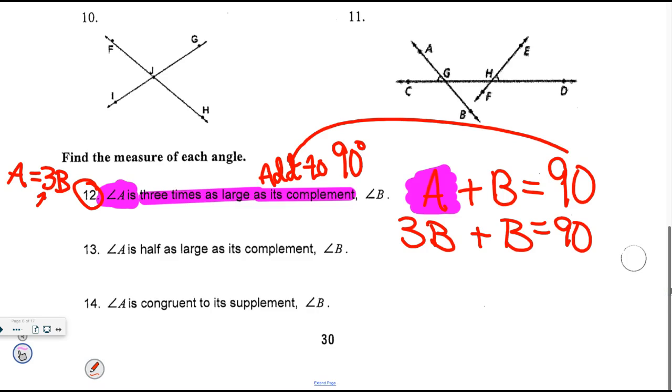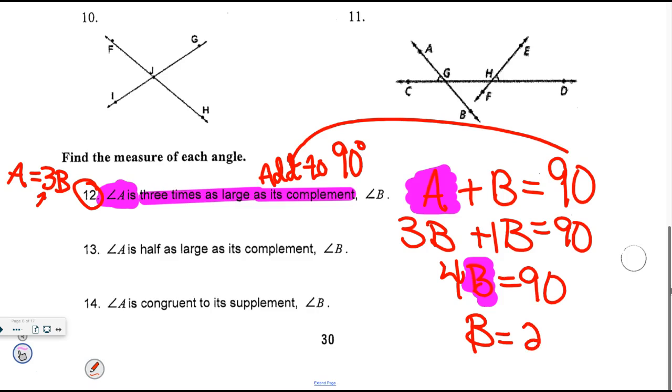All right, are you ready? So what's 3 B's plus 1 more B? 4 B's, right? 4 B's. Man, I'm going to need the calculator here because how am I going to solve this for B? Go ahead and tell me. How am I going to solve it for B? Go do it on your calculator for me. 90 divided by 4, 22.5. All right, so it says find the measure of the angles. We've got one of them. We've got angle B measure is 22.5.